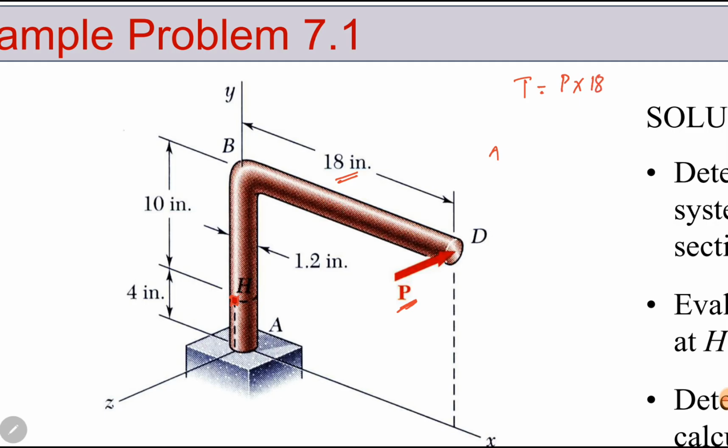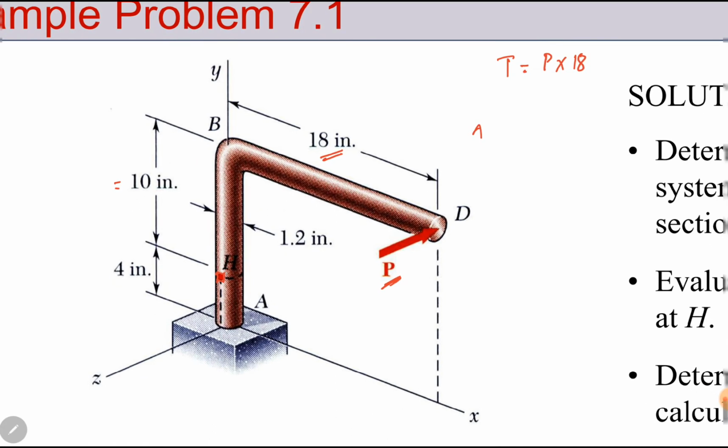18 inches. And then this force P is also at a distance of 10 inches from point H. It is bending this beam in the y direction. So there is a moment around the x-axis. It is rotating around the x-axis, and the bending is produced in the y direction. Remember it. So this moment is P into the distance from H, 10 inches.